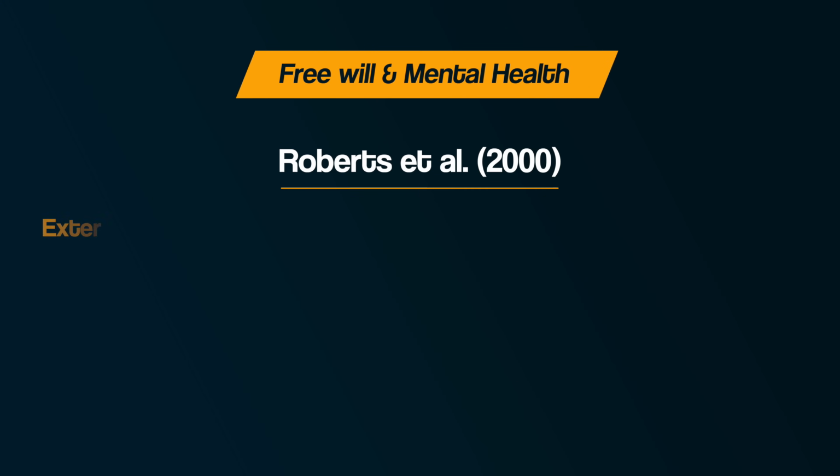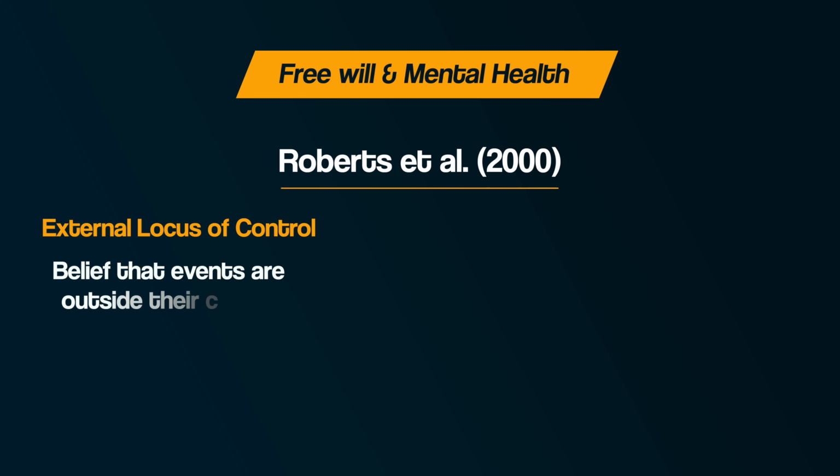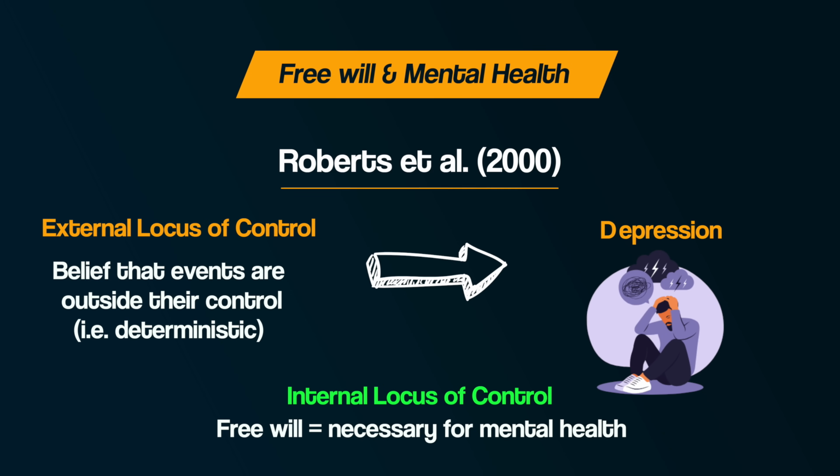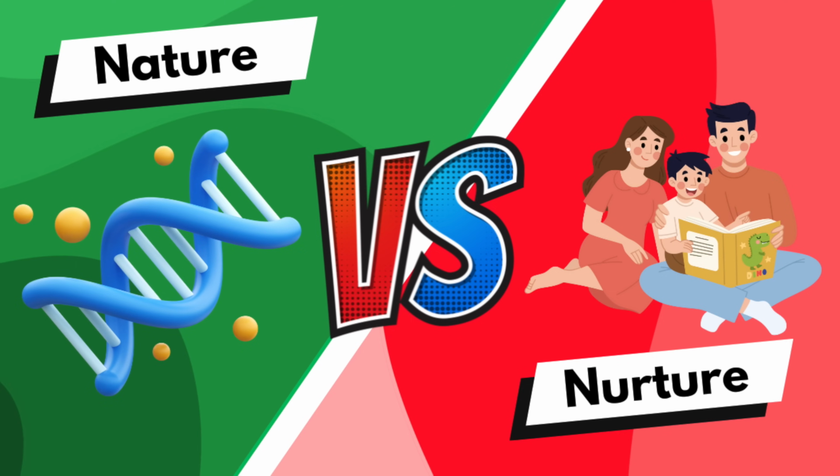Finally, though, support for the free will view is found in mental health research. Roberts et al. in 2000 reported that individuals with an external locus of control, that's those people believing that life events are outside of their control, were more likely to experience depression. Therefore, this research provides a compelling argument for the importance of an internal locus of control in our lives, which is the belief that we are mostly in control and responsible for what happens to us, and that we can succeed in difficult and challenging situations. We have free will. It could be argued that free will is necessary for good mental health.